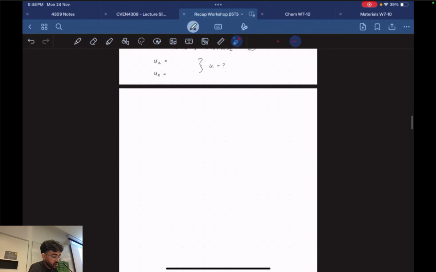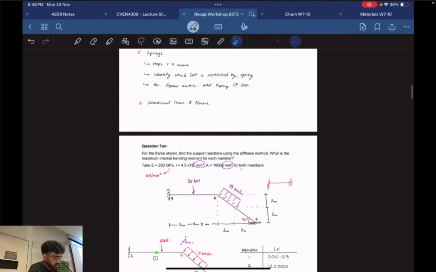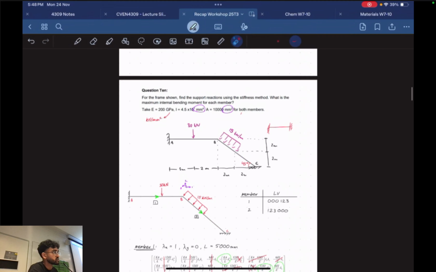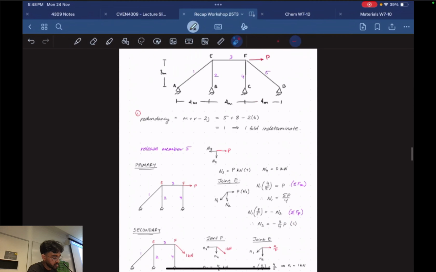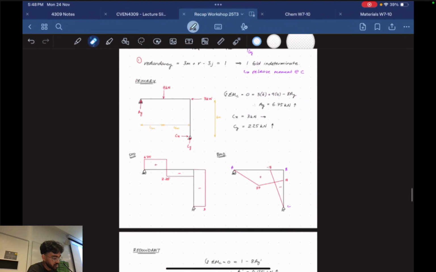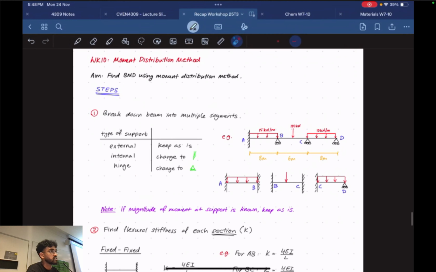I don't have time to go through the rest of this question, but I might write up the solutions later on and then upload it. But now, I'm going to go through the moment distribution method. They didn't ask this question last year, so I don't know any info about how Daniel might assess it. I do know how to do it, but I don't know how Daniel might assess it. But these are the steps.